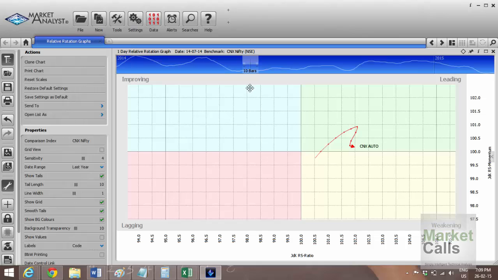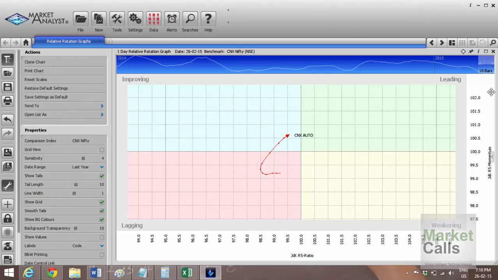Sometimes it moves within the quadrant itself, from leading to weakening and once again from weakening to leading, but that happens very rarely. Most of the time you can see a rotation in a circular clockwise fashion. Once again, lagging to improving and leading. It's moving in a very circular orbit. So this is the latest scenario: it moved from lagging to the improving quadrant.